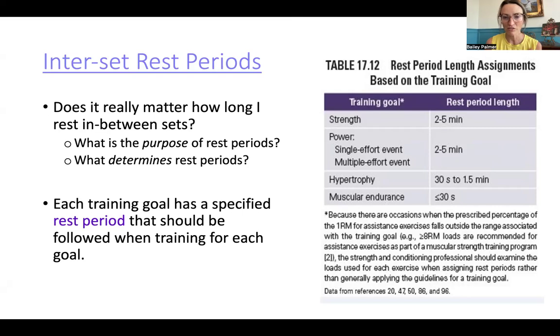And then we see hypertrophy, 30 to 90 seconds. We're partially recovered, but this is the type of stimulus that allows muscles to grow. Muscle growth occurs a lot of the time during a stressful environment. And so that's what we have our rest for there. And then muscular endurance, 30 seconds or less, for two reasons: because the load's really light, but also the purpose of endurance is working and working and working over and over again, especially when your body's becoming fatigued. And so what determines rest periods? Obviously, the goal that you're focusing on, as well as your training status, how trained you are, and how heavy you're lifting for that time.